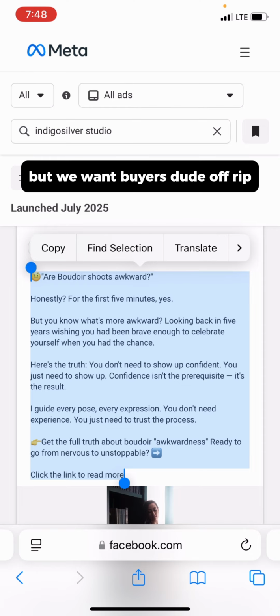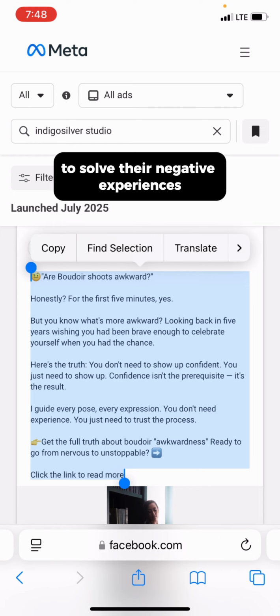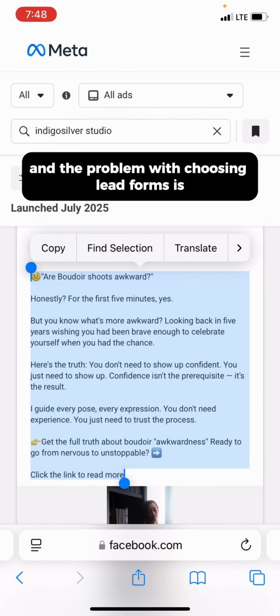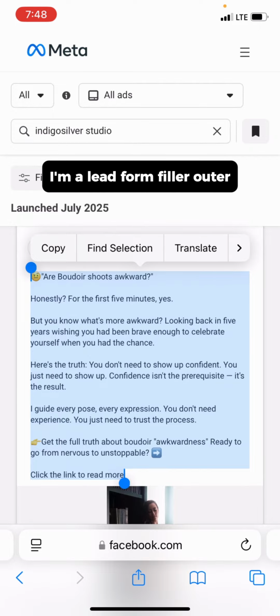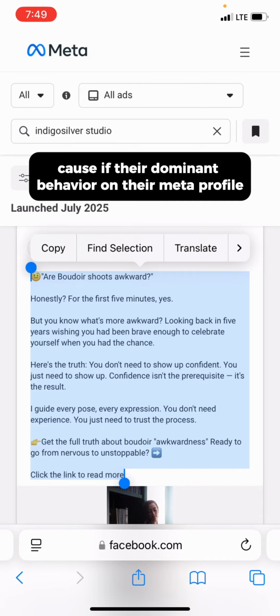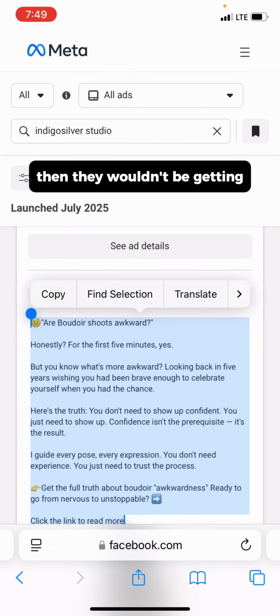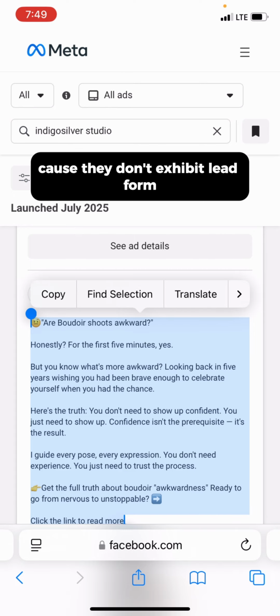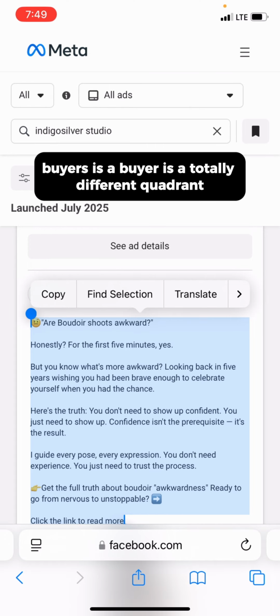But we want buyers. Dude, we want buyers. We want people that buy. We want people that pay money for solutions to solve their negative experiences. And the problem with choosing lead forms is our ads are going to the meta profiles with the dominant behavior of lead form filler outer, but nothing about them being a buyer. Because if their dominant behavior on their meta profile was being a buyer, then they wouldn't be getting our ads to fill out the lead forms, because they don't exhibit lead form filler outer behavior. Buyer is a totally different quadrant.